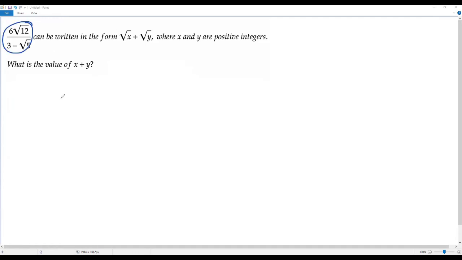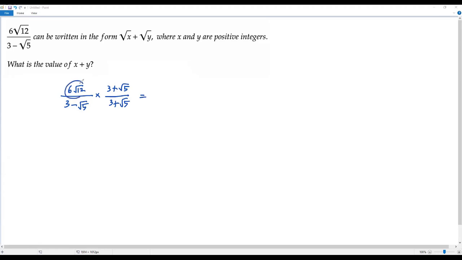Okay, now let me take this value, that is 6 times square root of 12 divided by 3 minus square root of 5. In the denominator, we have an irrational number. Let's rationalize the denominator. For that, we have to multiply both numerator and denominator by the conjugate of the denominator. Conjugate of the denominator means we have to change the sign in the middle. Already we have minus, so it has to be changed to plus. Then we get 3 plus square root of 5 divided by 3 plus square root of 5.